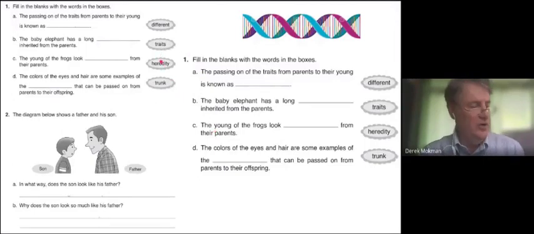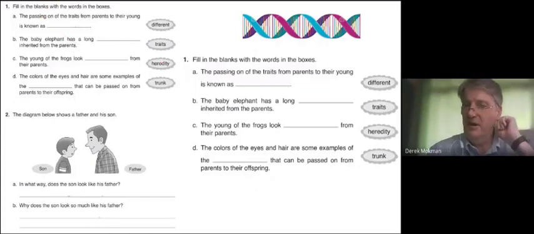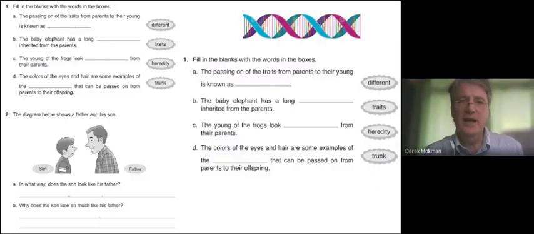I want us to look on page 25. Everyone turn to page 25 in your workbook, please. And what I'd like you to do is look at these key words here: different, traits, heredity, trunk. Now, by the way, trunk in this case means the long nose of the elephant. So different, traits, heredity, and trunk.